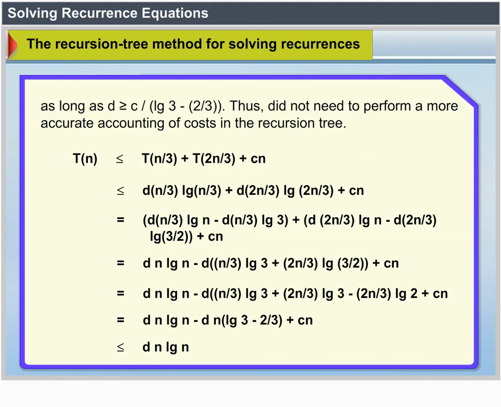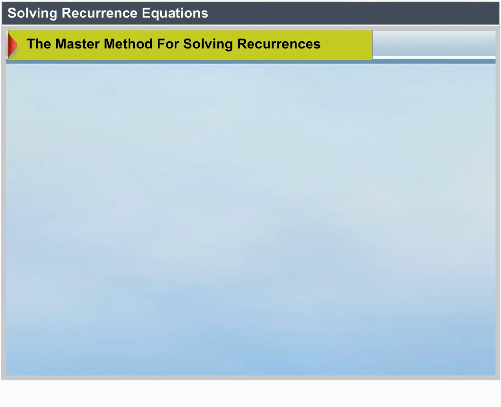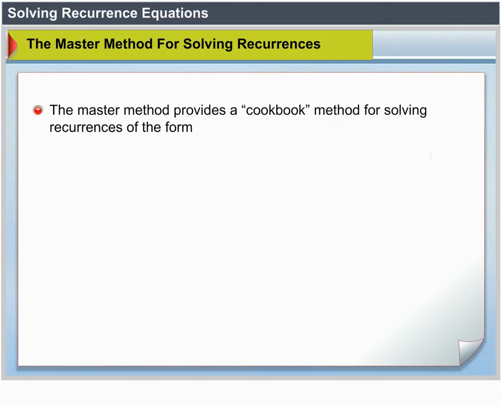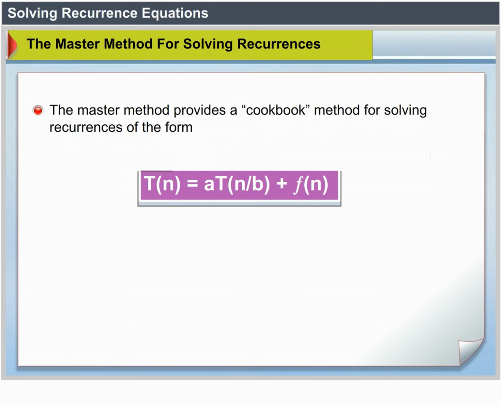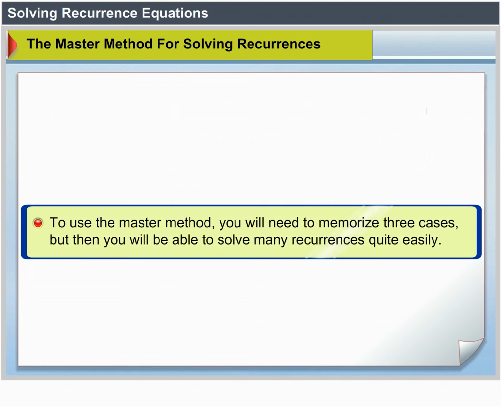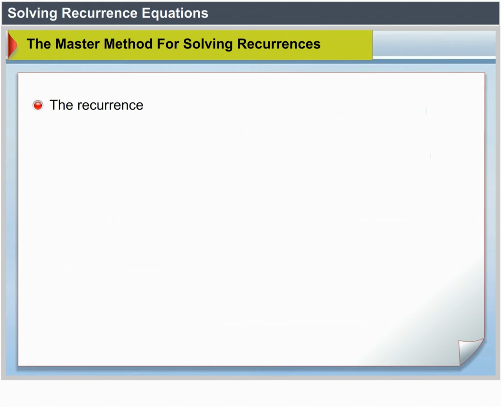The master method for solving recurrences. The master method provides a cookbook method for solving recurrences of the form T of n equals a T of n by b plus f of n, where a greater than or equal to 1 and b greater than 1 are constants, and f of n is an asymptotically positive function. To use the master method, you will need to memorize 3 cases, but then you will be able to solve many recurrences quite easily.